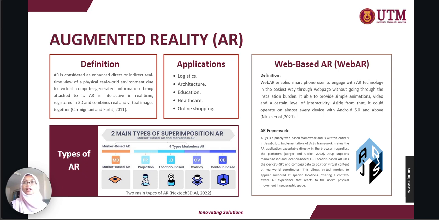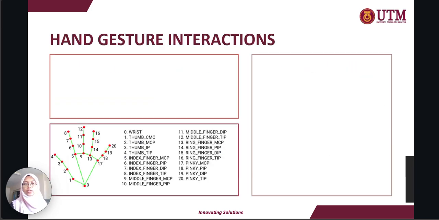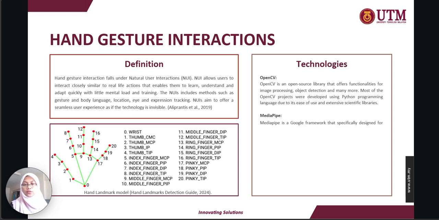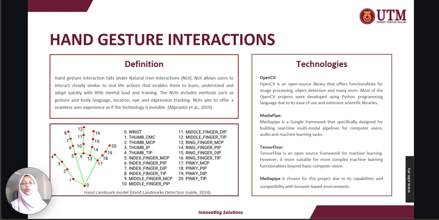There are many technologies that can be used to implement AR on the web, but the one that I chose for this project is AR.js. AR.js is a purely web-based framework written entirely in JavaScript. It supports location-based and also marker-based AR. The location-based AR takes the device GPS and compass data to position virtual content in real-world coordinates. Next, hand gesture interaction. Hand gesture interaction falls under natural user interaction, NUI.